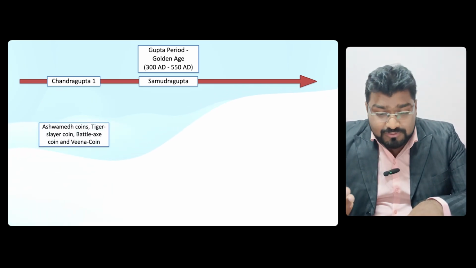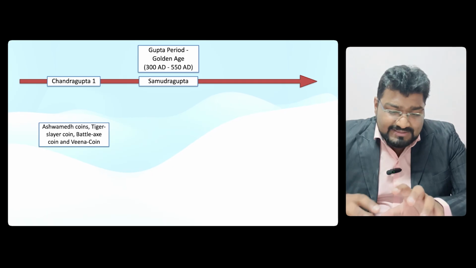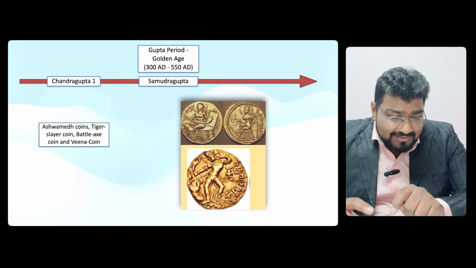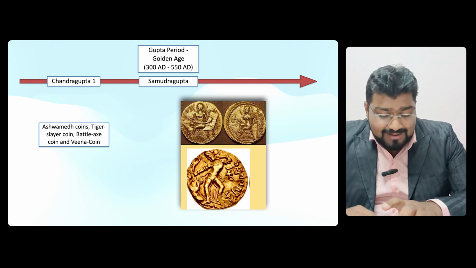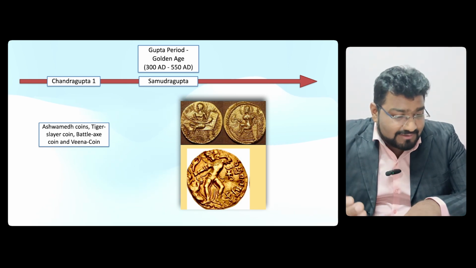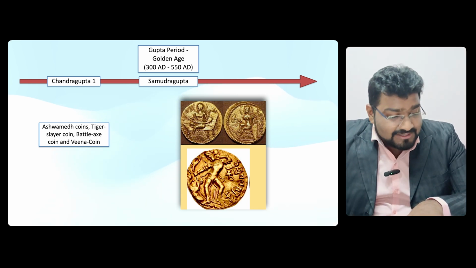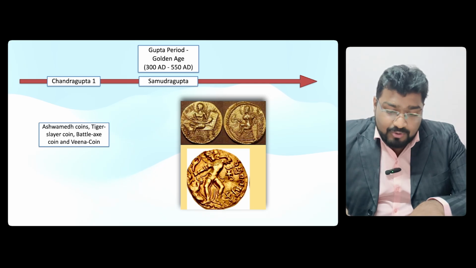period of Samudragupta. His coins didn't just show wealth; they showed identity, warrior. Like the king himself was warrior, musician, and the king. So you can see different kinds of coins: Ashwamedh coin, Tiger Slayer coin, Battle Axe coin, and Veena coin.